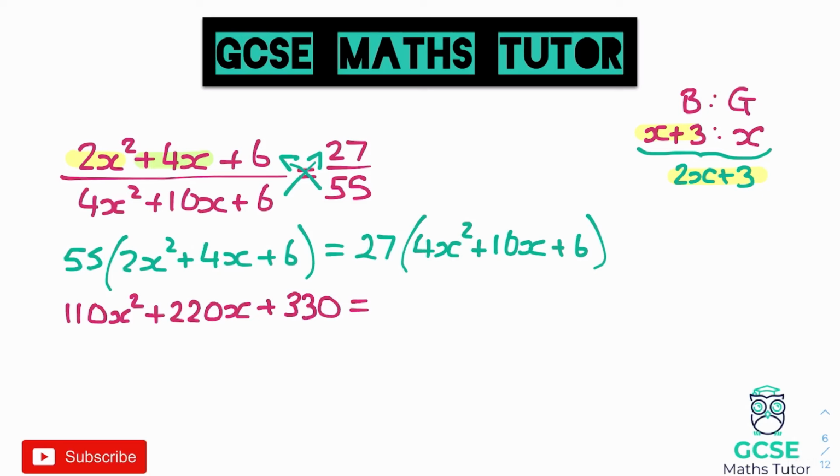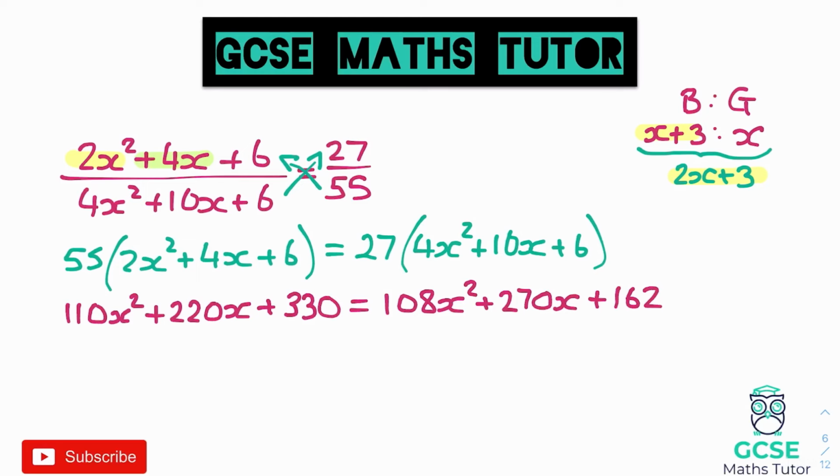So 27 times 4 gives us 108, so we've got 108x squared. 27 times 10 is easy enough, plus 270x. I say it's easy, then almost get it wrong. And then we have 6 times 27, which is 162. So plus 162. There we go, we've got our straight line. We now, as I said, we need to make this equal 0.